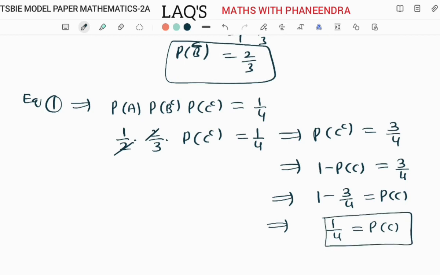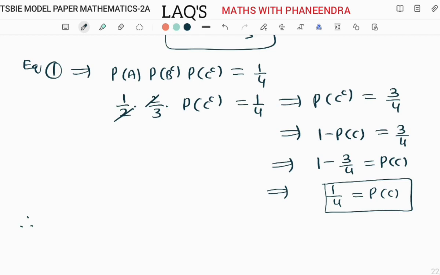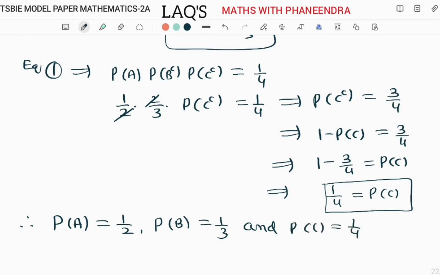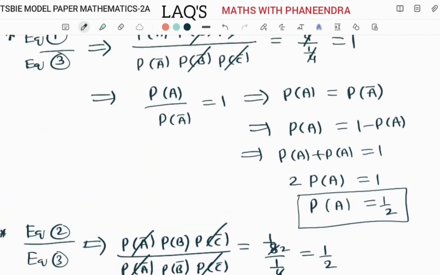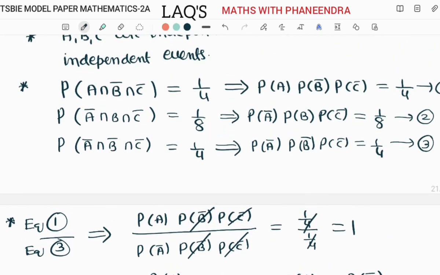So therefore the required probabilities, the values of P of A is equal to 1 by 2, P of B is equal to 1 by 3, and P of C is equal to 1 by 4. They are asking to find these values only. We got it here, students. So once again, just scroll up the question.